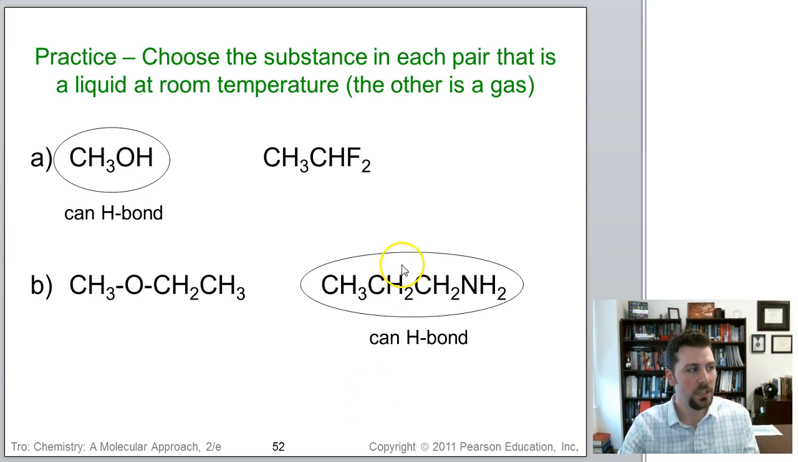Notice all the molecules here on this slide have hydrogen, but not all of them can do hydrogen bonding. That's a key distinction. You've got to have hydrogen attached to a NOF. Remember that.